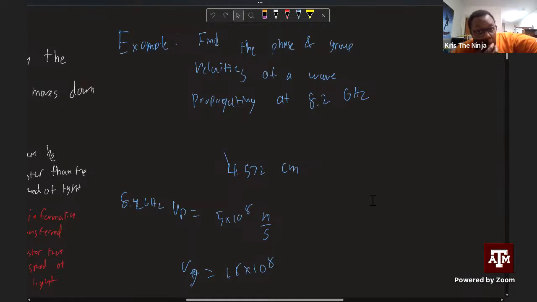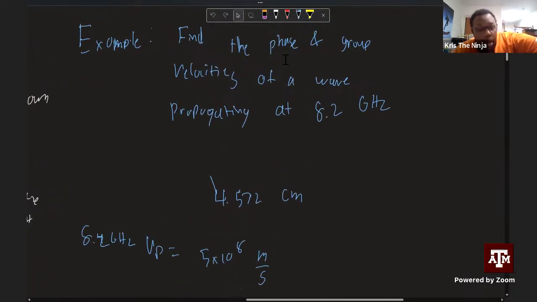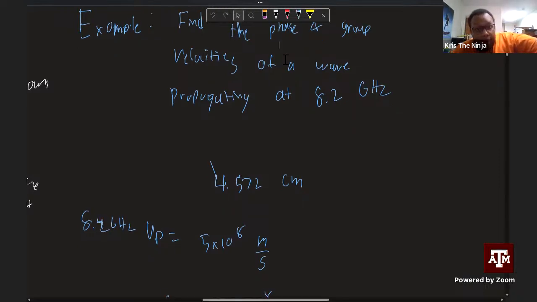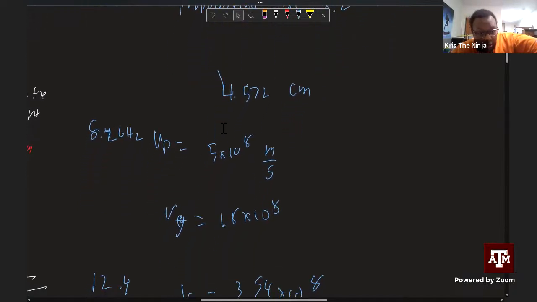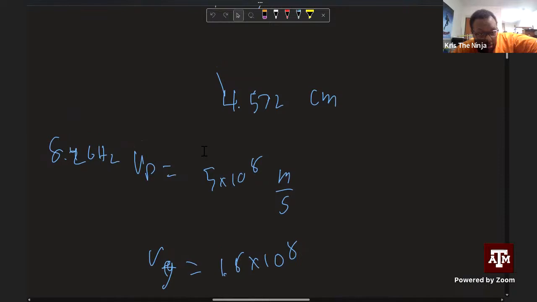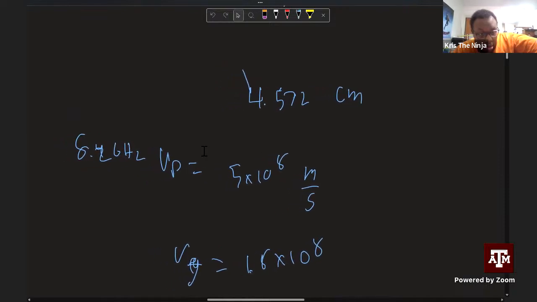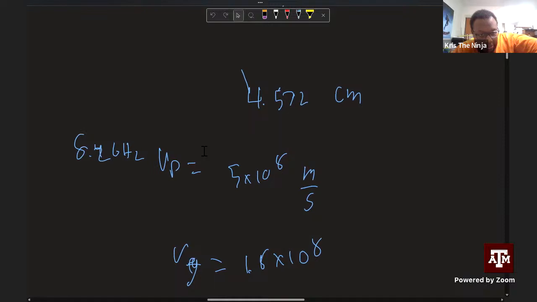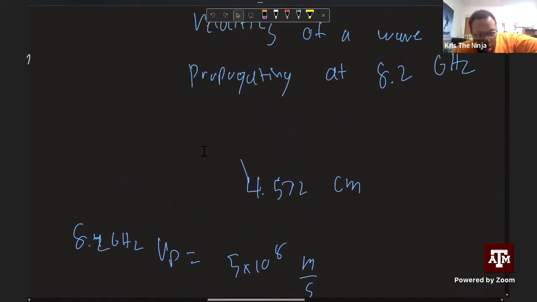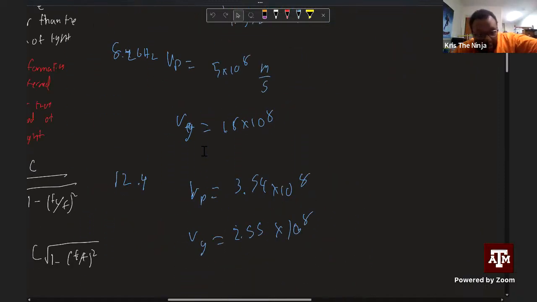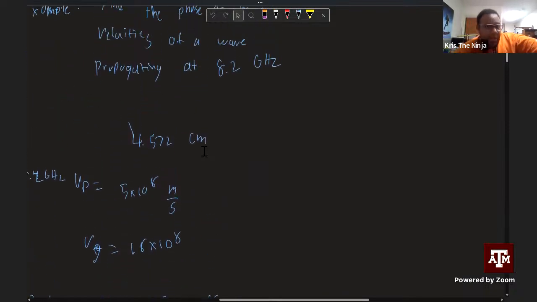So example, find the phase and group velocity. Oh, that's what it stands for. Group velocity, not G velocity, group velocity. Find the phase and group velocities of a wave propagating at 8.2 gigahertz. Oh, we didn't solve it. He just gave us the answers because we were trying to work fast.